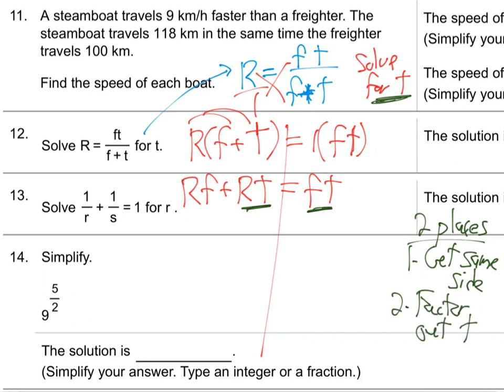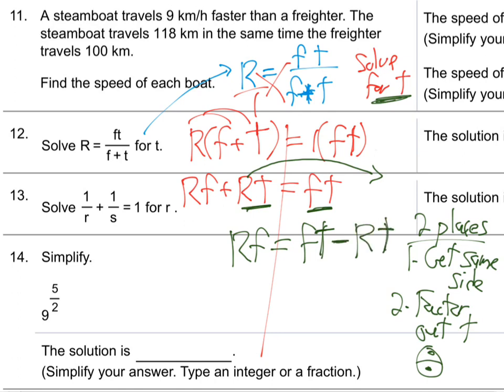Factor out T and then divide. So get them on the same side. Move this over so both the T terms will be on the same side. So this will be FT. Remember, when the RT moves over, it becomes negative RT. Right? This positive RT jumped to the other side and became negative RT.